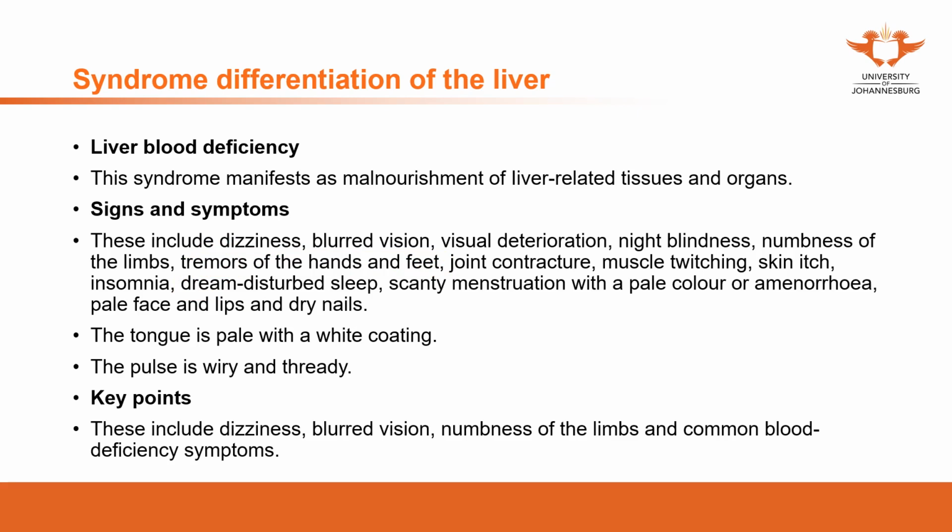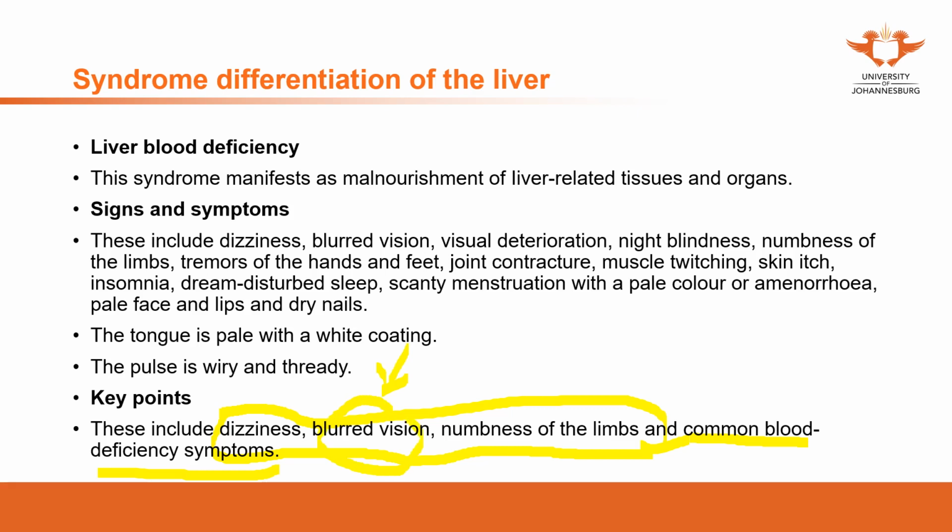In this syndrome, the liver blood deficiency, the key manifestations of the patient include dizziness, blurred vision, and numbness of limbs. And you see, these are quite common blood deficiency symptoms. So from these, how do you know it's liver blood deficiency? Blurred vision. What you see through is your eyes, so that's the eye problem.